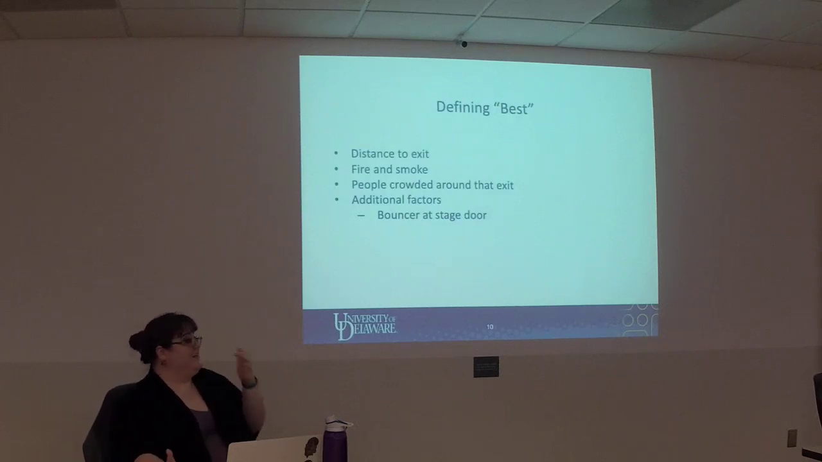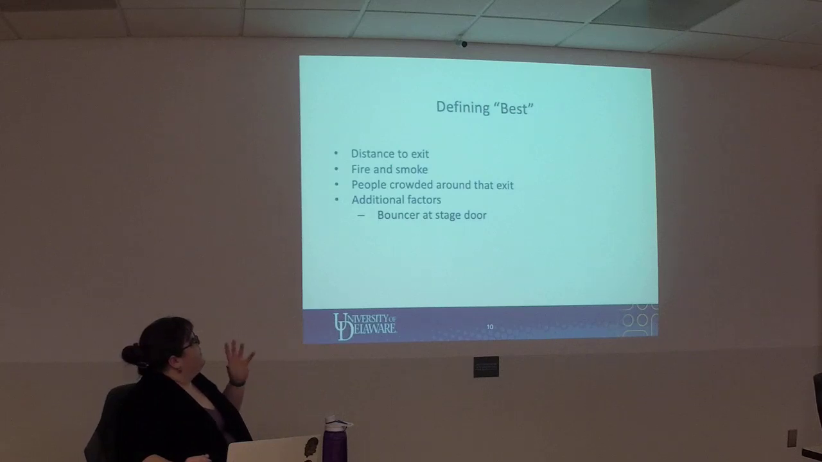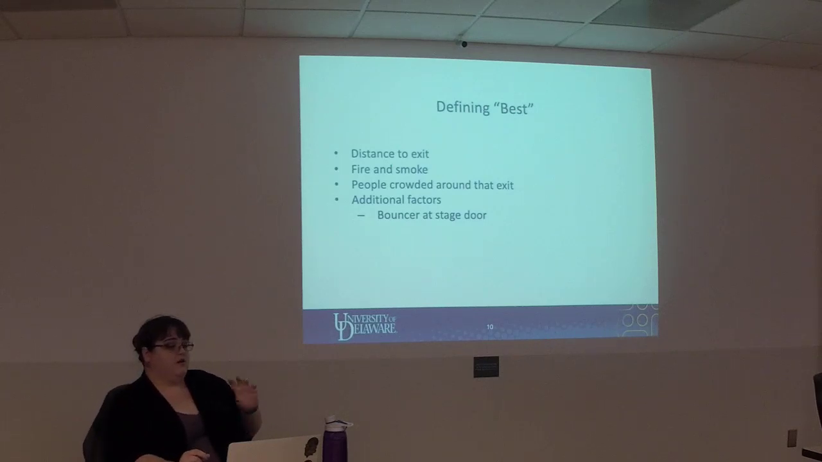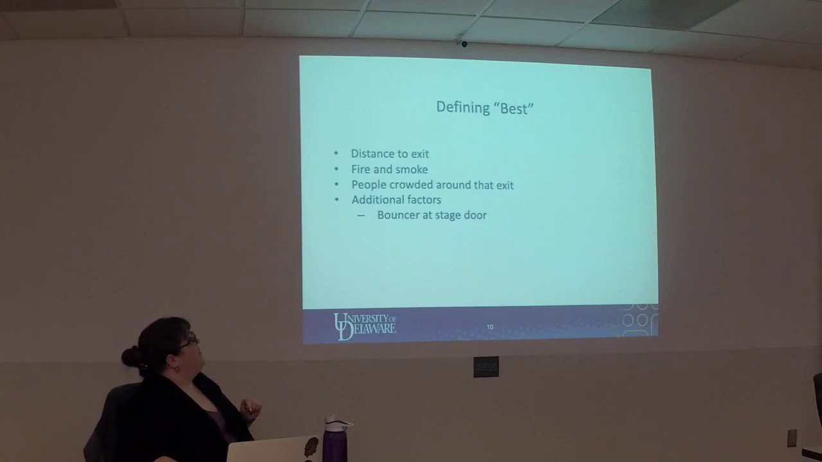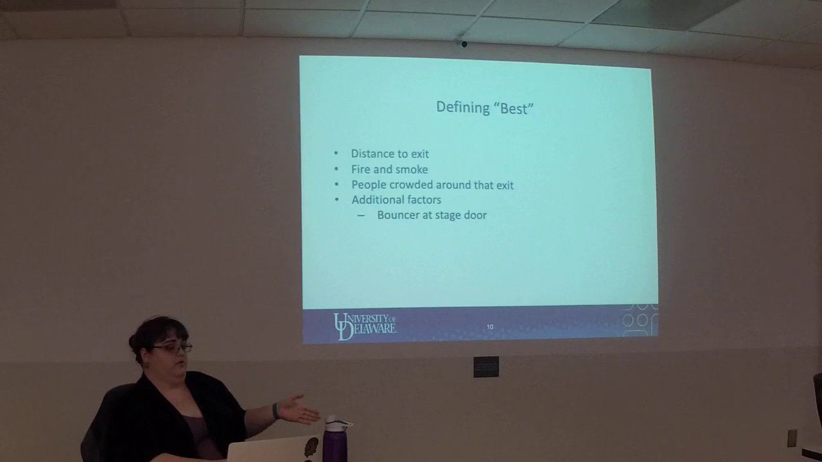So, defining best. The first part of that is the closest exit. But then there were complicating factors, like the growing threat of the fire, the bouncer, the smoke, and also crowding around the exits as people tried to get out. And so it was a matter of trying to find the least crowded, least smoky, least on fire exit that was closest to you. And so that ended up being computed mathematically, and then people aimed for that one.